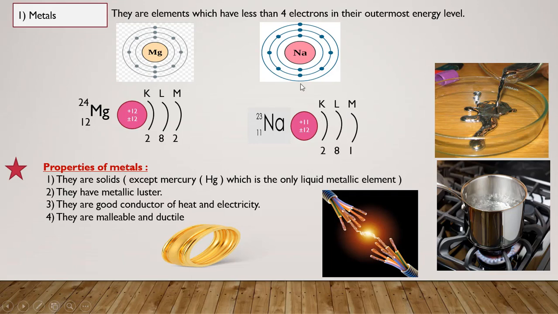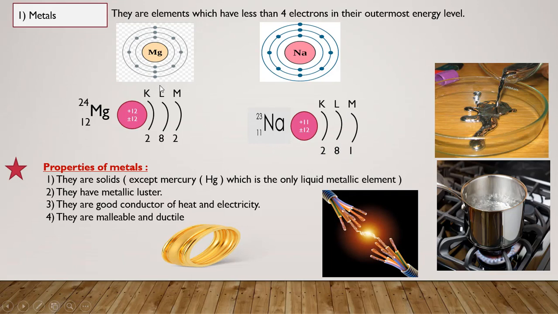For example, I have here sodium. Its symbol is Na. It contains 11 electrons. By doing the electronic configuration, we have the energy level K containing 2 electrons, the energy level L containing 8 electrons, and the energy level M containing only 1 electron. So it contains less than 4 electrons, so it's a metal.